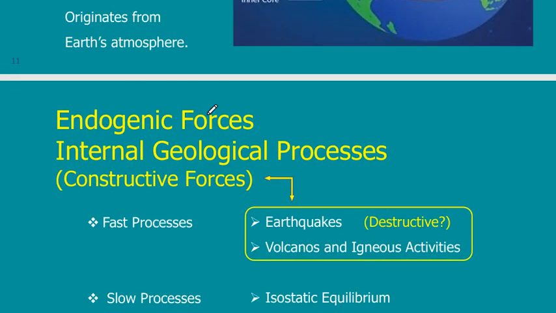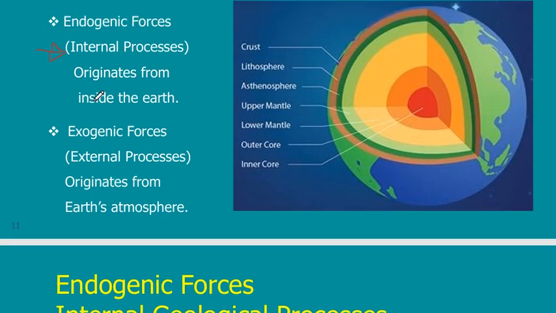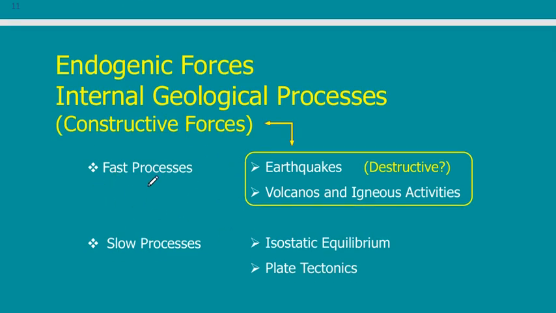I will take the endogenic forces. The endogenic forces came from the inside. Coming from the inside, they are split into another two portions: fast process or slow process. Fast process means that the forces coming from the inside of the earth, coming outside, cooling.